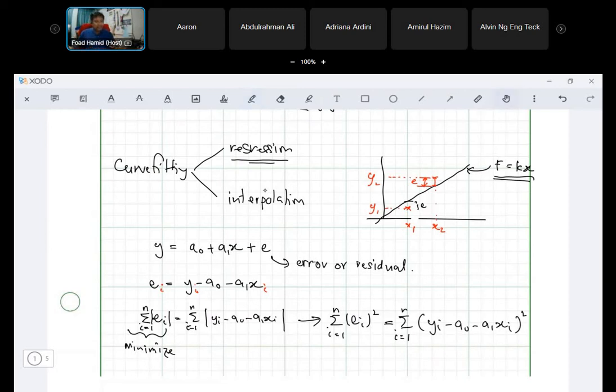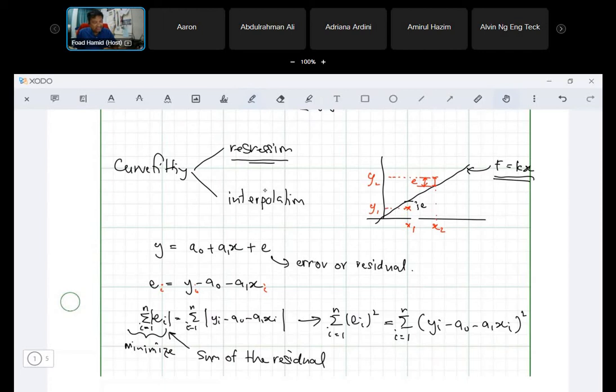Now look at this. What is the summation of Ei? The summation of Ei is what we call the sum of the residual. So this is the one, the sum of the residual.